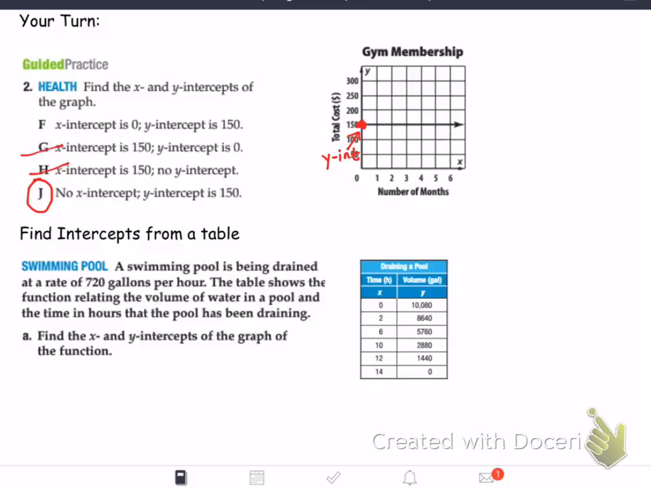If you circled these two, then that's good. What you're looking for in the table is zeros. When x is 0 and y is 10,080 gallons, this is going to be my y-intercept. And then when x is 14 but y is 0, that's going to be my x-intercept. Because if you think about it, then that graph will look like what's on the next page.